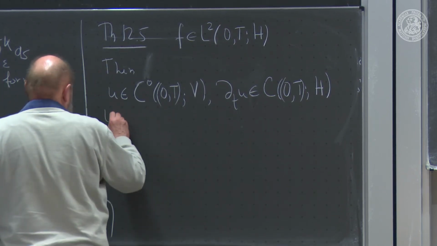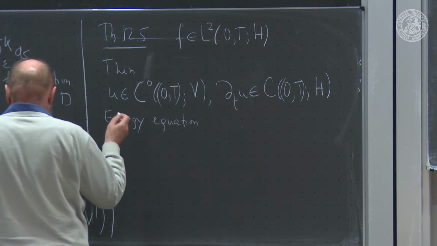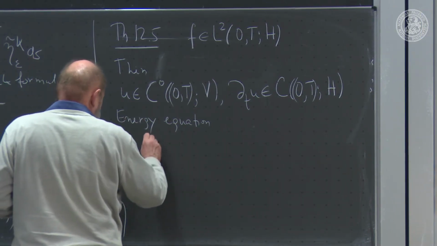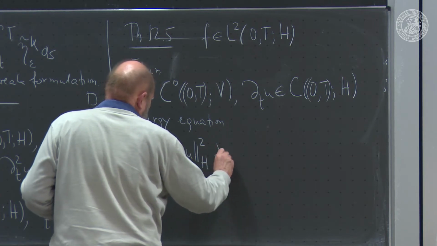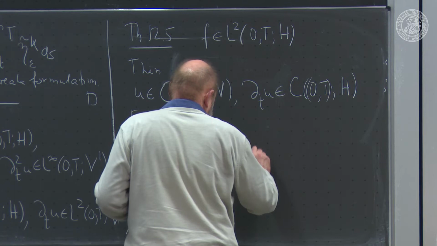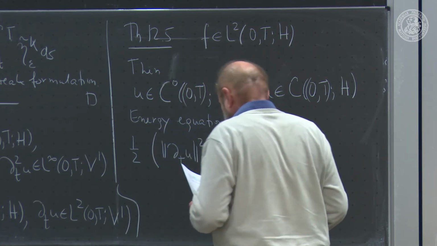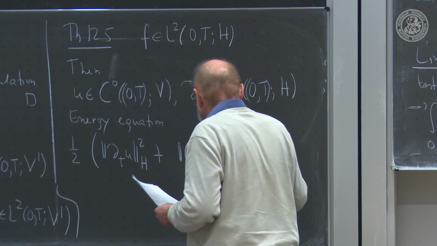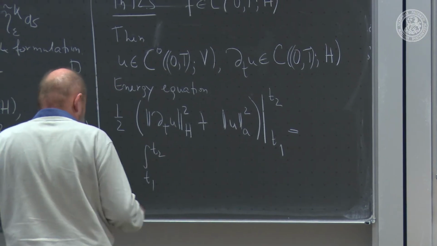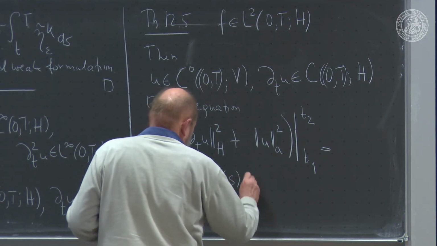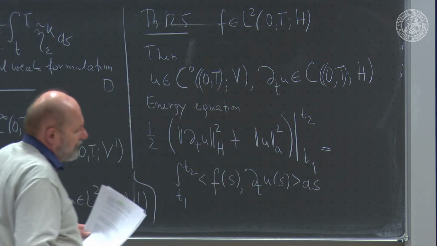And we have the energy equation with which we have argued, namely the energy in the sense of kinetic energy, so time derivative in the H norm squared plus potential energy, so u in the a norm squared, times 1/2. If I now see how this changes between instances in times t1 and t2, such a change is only due to a term of the type source term times time derivative of the solution. So if there's no source term, this quantity stays constant in time.